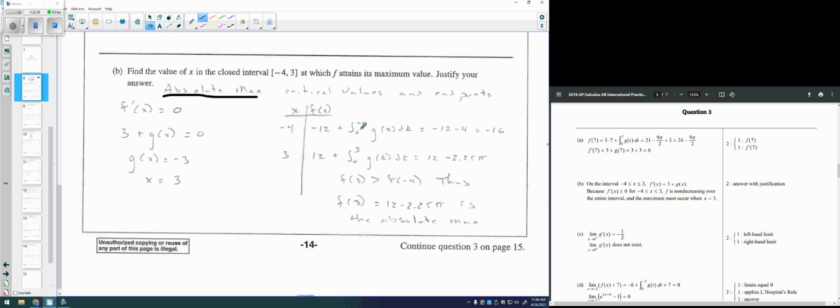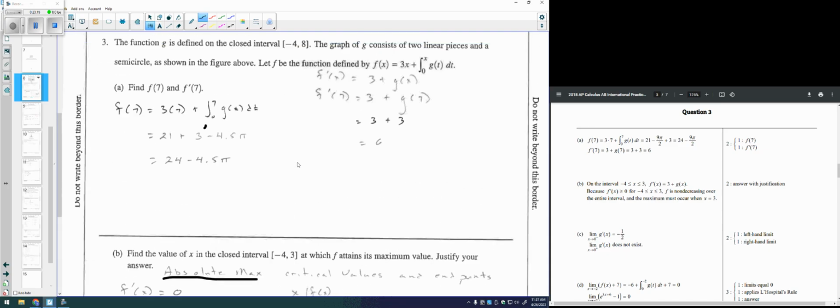So negative 4 gives me that. Positive 3 gives me that. This value is bigger than negative 16. So since f of 3 is bigger than f of negative 4, my f of 3 is an absolute maximum. Okay. Some of you and the AP folks did not do that.